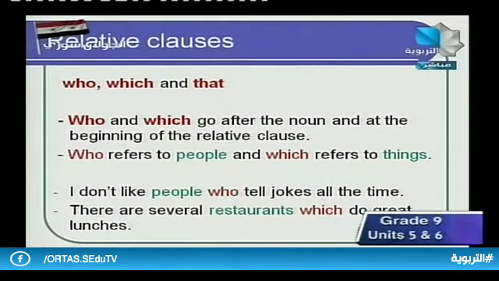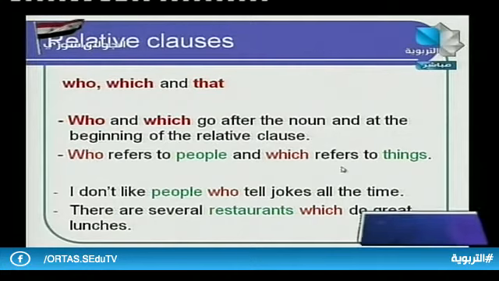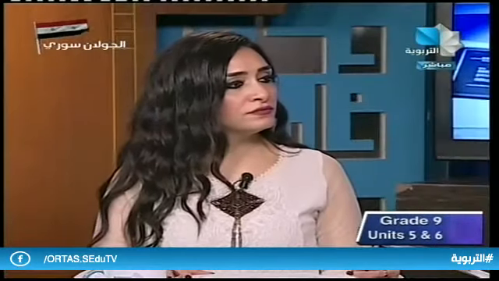What about the relative pronouns now? Who, which, and that? About the relative pronouns, in this case, who is for people and which for things. Who and which go after the noun and at the beginning of the relative clause. Who refers to people and which refers to things, as we've mentioned before. We use who or which directly after the noun, and we use who for people.